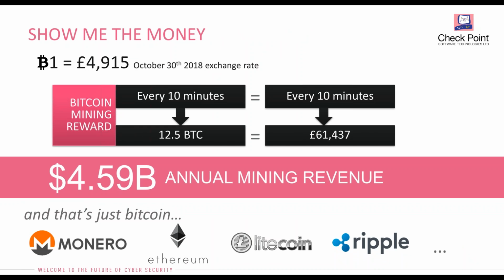Well, as of yesterday, the Bitcoin exchange rate for one Bitcoin was just under £5,000. And every 10 minutes when a transaction is signed, the payout is 12.5 Bitcoin. This equates to £61,437. Of course, this is shared, however, but as you can see, there's very, very good money to be made mining cryptocurrency. And also bear in mind, Bitcoin is just one of a myriad of cryptocurrencies out there that all need to be mined.